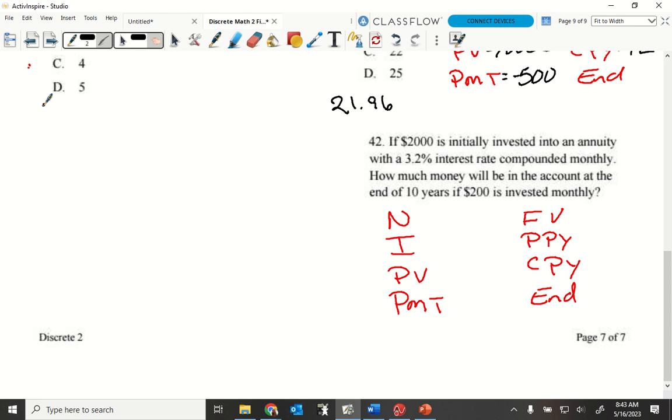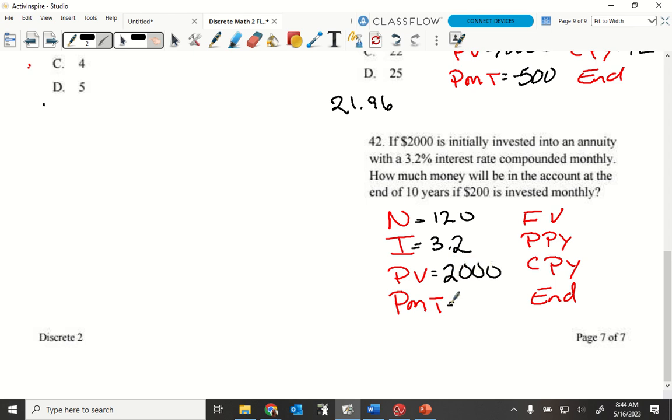Okay, let's start off. N, what do you think N is going to be? 120. Why is it 120? 10 years, every month. Very good. 10 years every month, so that's going to give me 120. I is 3.2. PV is 2,000. So I'm starting off with 2,000, right? So it's a positive for me.